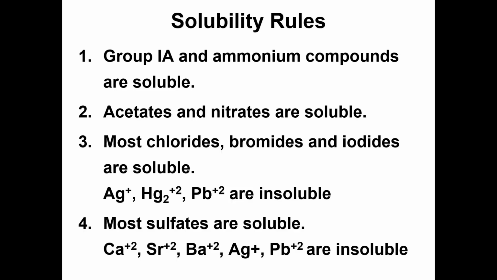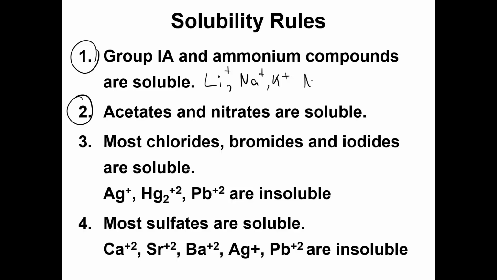Okay, so rule number 1: group 1A and ammonium compounds are soluble. No exceptions. This is a pretty easy one. Rule 1 and rule 2 are all ions that are always soluble, no matter what. No exceptions, and so those are good to know. Group 1, of course, is lithium, sodium, potassium, rubidium, and cesium. For all practical purposes, it's going to be lithium, sodium, and potassium. Those are the three that are most common and that you will encounter in most chemistry classes.